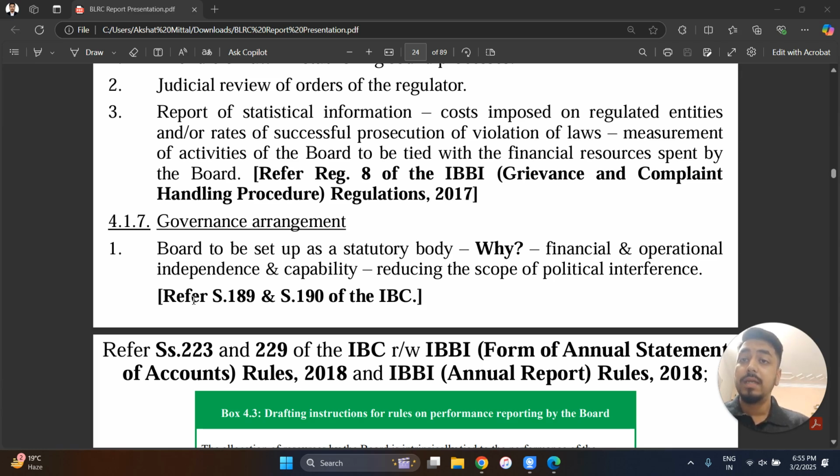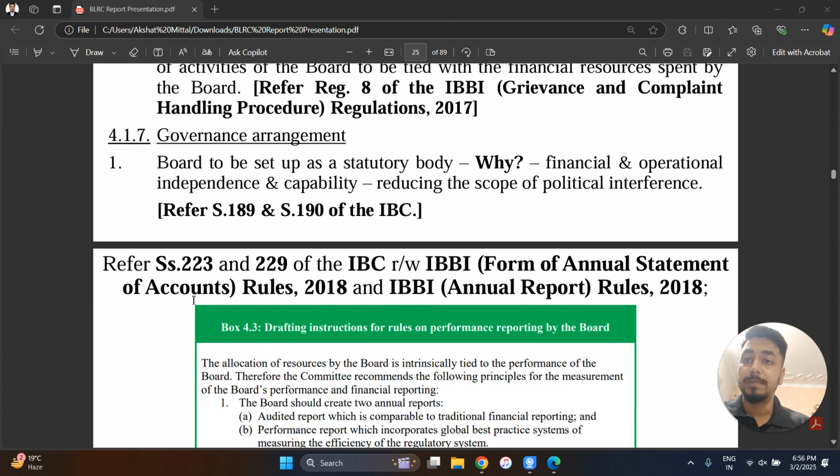The powers of the IBBI and the functions of the IBBI are laid down in sections 189 and 190 of the IBC, which you can refer to, and you will get an idea how the IBC gives a financial autonomy, a working autonomy to the IBBI.